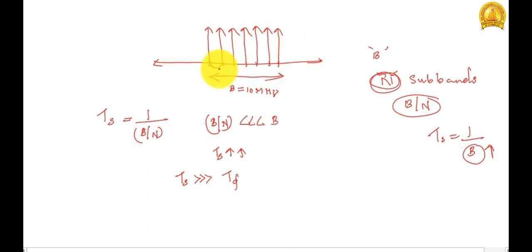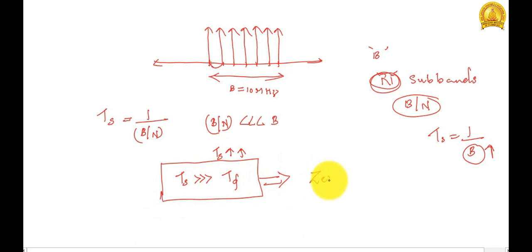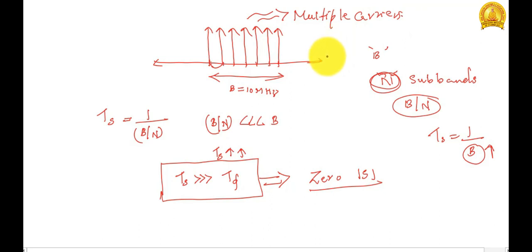So by dividing that bandwidth into so many subbands, what have we achieved? We have made the symbol time greater than the delay spread. And what does this condition mean? This is the condition for zero ISI, or zero inter symbol interference. So in this system where we used multiple carriers, there is no ISI when we use multiple subbands or multiple carriers.